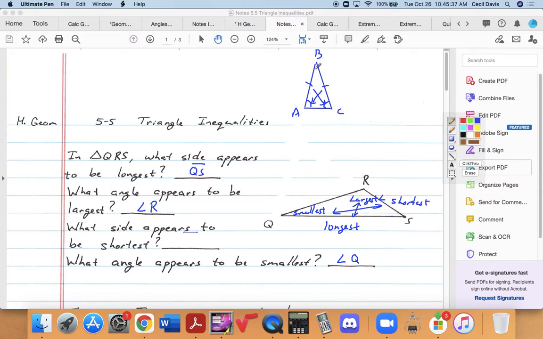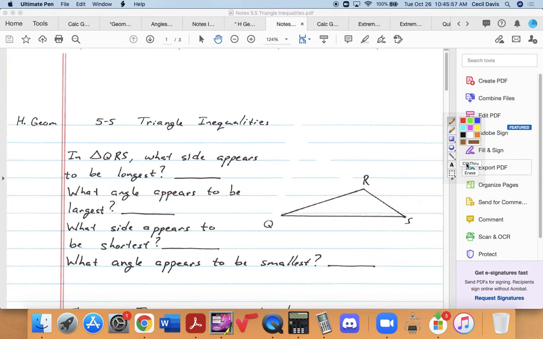Okay, so I will warn you of something on this unit. Sometimes the triangles will not be drawn to scale on purpose. So you can't just look at it and go, well, that's the biggest side, because it looks like it's the biggest side. Okay?